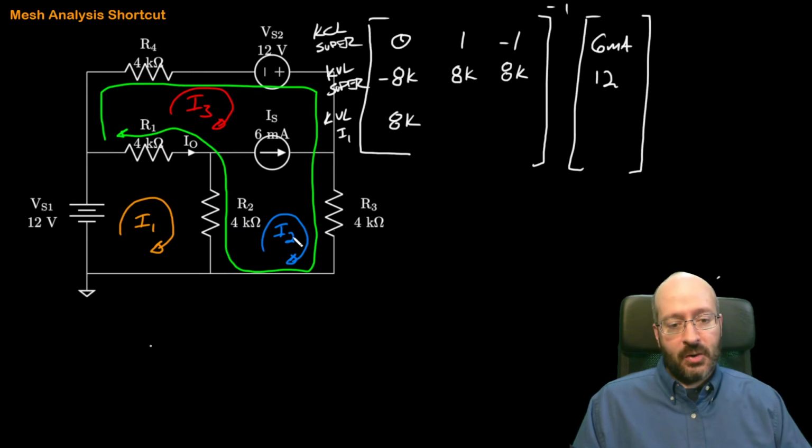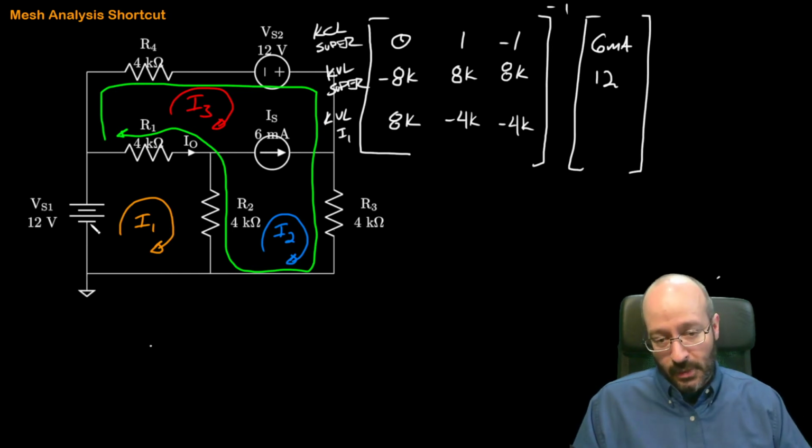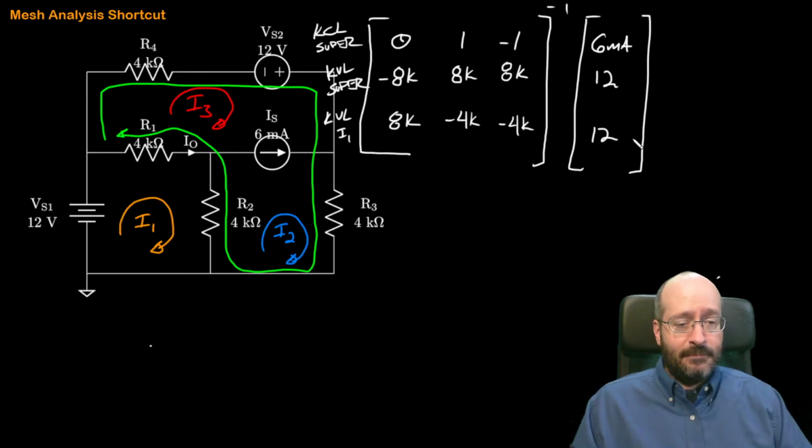What does I1 share with I2? It shares the 4K here, and it's shared, so it's negative. And then what does I1 share with I3? It shares this 4K, and it's negative because it's shared. Looking at the voltage supplies, it looks like we go up across this 12-volt supply. Okay, and there's our system.